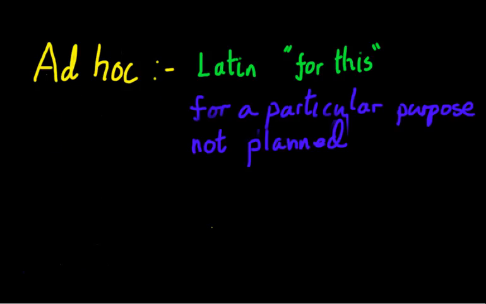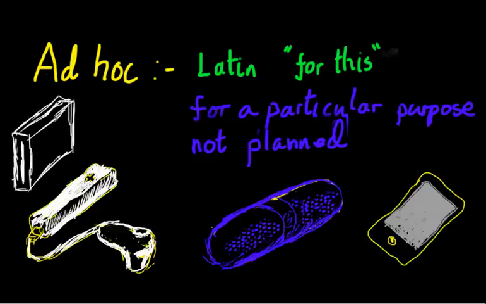I like to know exactly the meaning of some words and why they're used. Ad hoc comes from the Latin, and it's translated as for this. If you look at the Cambridge Dictionary, some of the examples it explains as for a particular purpose or not planned. Now, with ad hoc devices, what we're probably looking at the most of are things like Bluetooth.